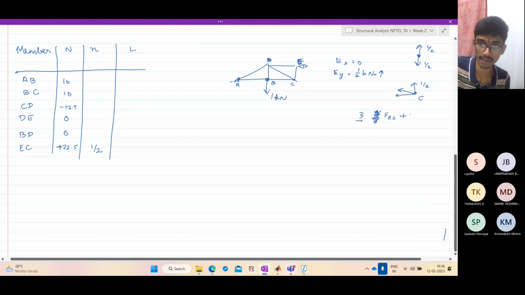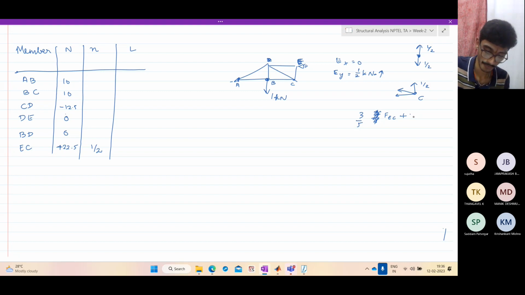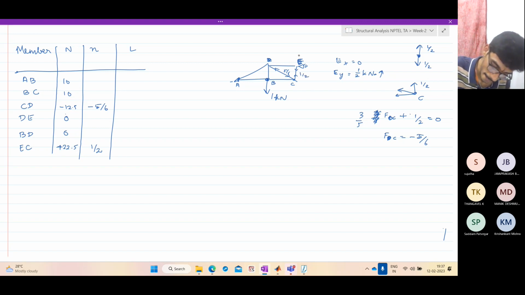So 3/5 FEC plus half equal to 0. So I get FEC as minus 5/6. Sorry, not FEC, FDC. FDC is minus 5/6. So we got this as compressive 5/6. This has tensile, half, and this as usual is a zero force member.